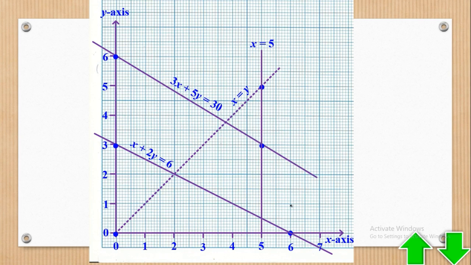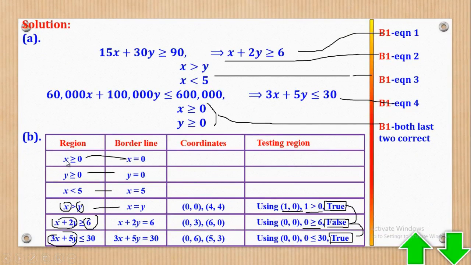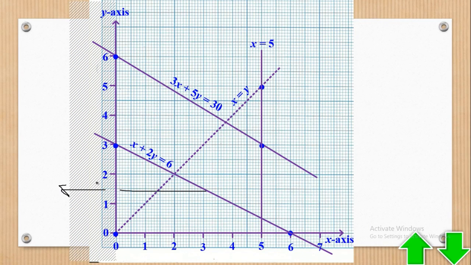Now next is to shade. So how is the shading done? For shading, this one was x greater than or equal to 0, meaning that positive values of x are needed, that they imply that negative values are unwanted. Therefore here we shall come and say the positive values of x are these ones, negative values are these ones. So we are going to shade in that direction. So we shall come here and shade that, because this is the unwanted, these are the negative values of x.